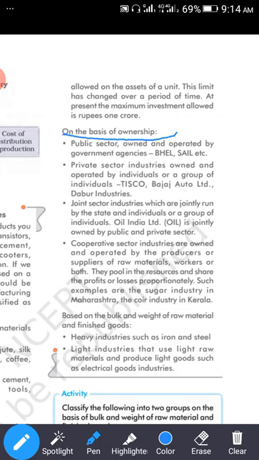Next one, on the basis of ownership. Again, write the question: on the basis of ownership, industry is classified into how many categories? Public sector, private sector, joint sector, cooperative sector. Now, one by one, I am explaining these industries. Firstly, the public sector on the basis of ownership.